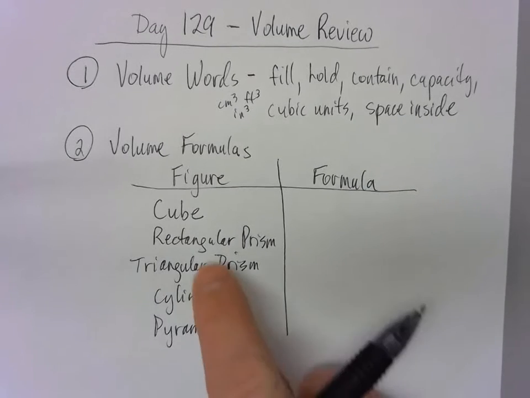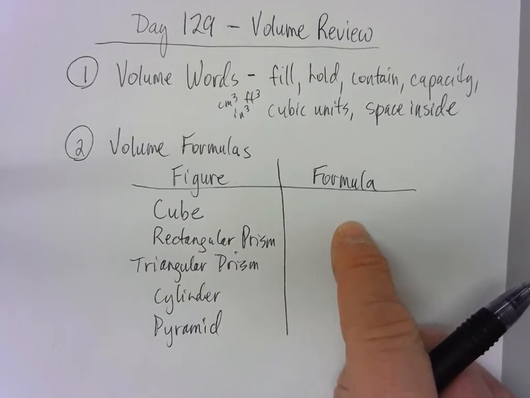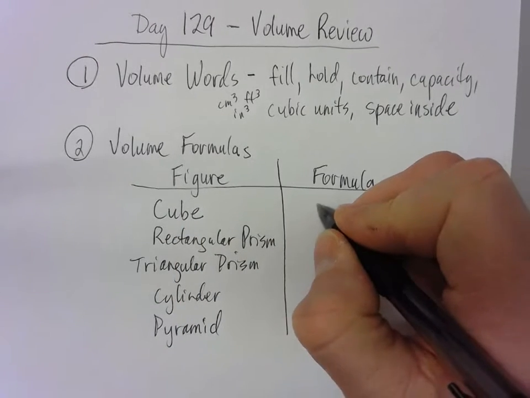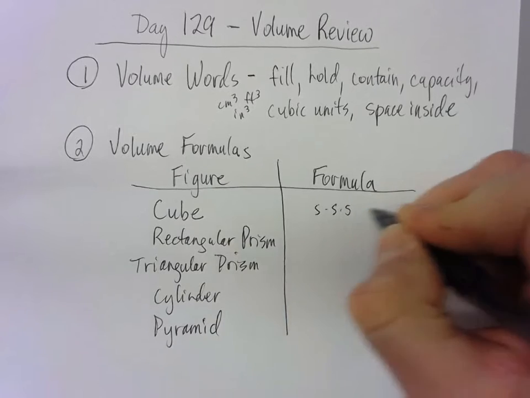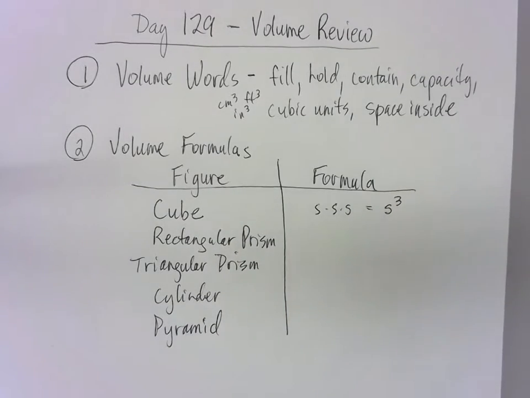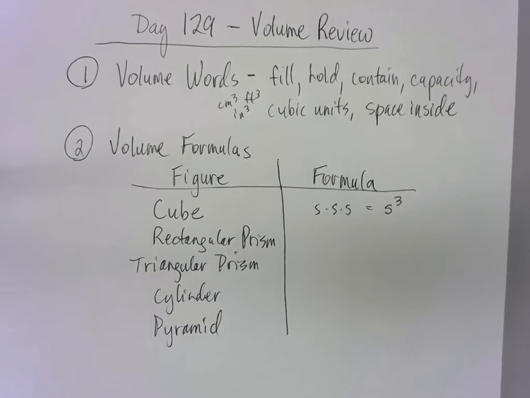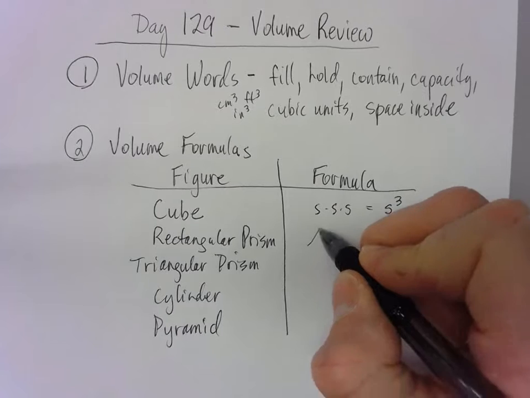All right, are you ready? If you know the cube volume formula, come write it right over here. That would be side times side times side, or of course you could write it with the exponent, s to the third power, otherwise known as side cubed, and that's where the term cube comes from when getting the volume of a cube. Rectangular prism, do you know it? Length times width times height.